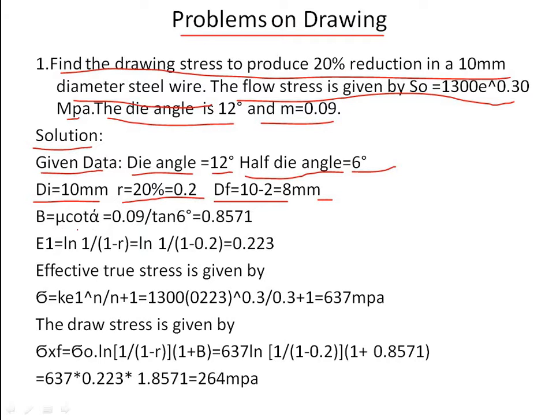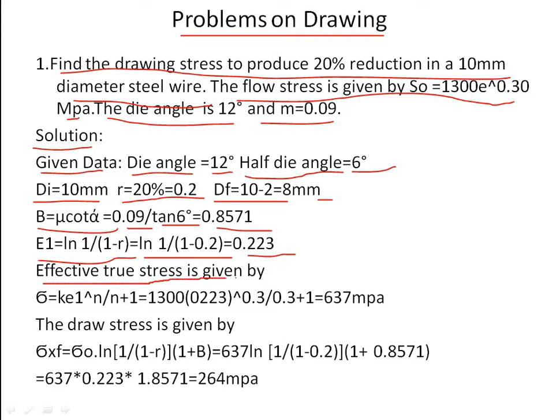mm. Okay. So B is equal to the formula, B is equal to mu cot alpha. If you substitute the values, 0.09 divided by tan alpha, that is tan 6 degree, you will get 0.8571. Is it clear? So epsilon 1 is equal to ln 1 by 1 minus R. If you substitute the values, ln 1 by 1 minus 0.2, you will get 0.223.